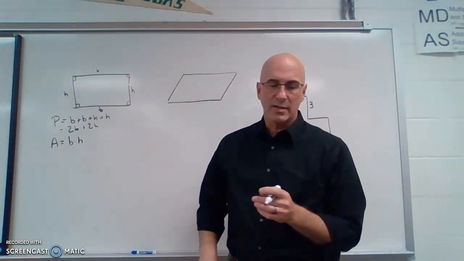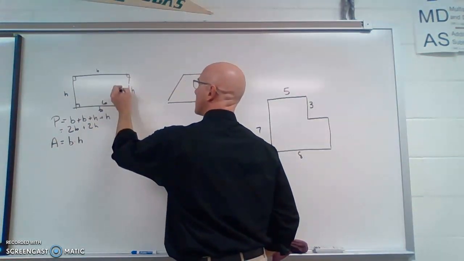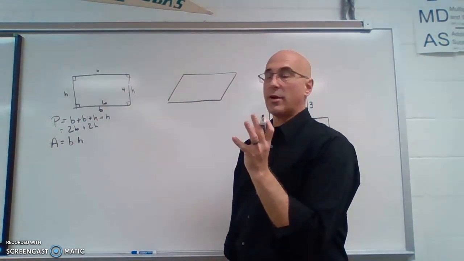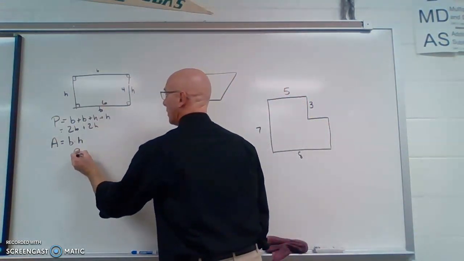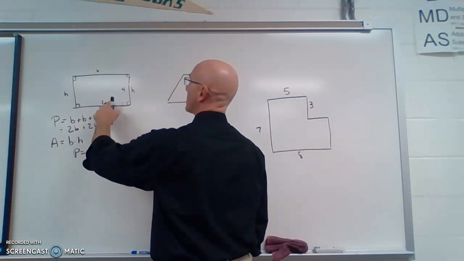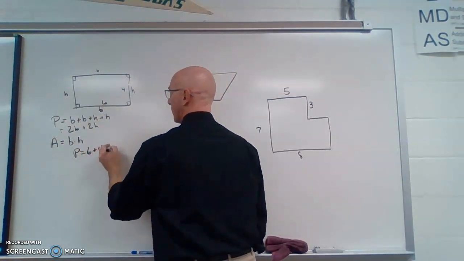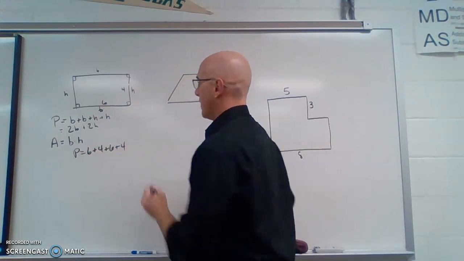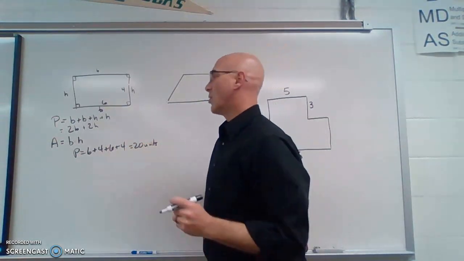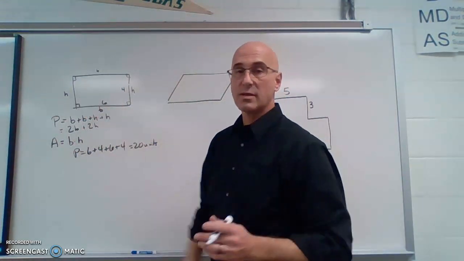Okay, so for instance, if this rectangle had a base of 6 and a height of 4, what would the perimeter and area be? So the perimeter is the sum of the lengths of all the sides. 6 plus 4 plus 6 plus 4, and that equals 20 units. You could also do 2 times 6 plus 2 times 4. You will get the exact same answer.